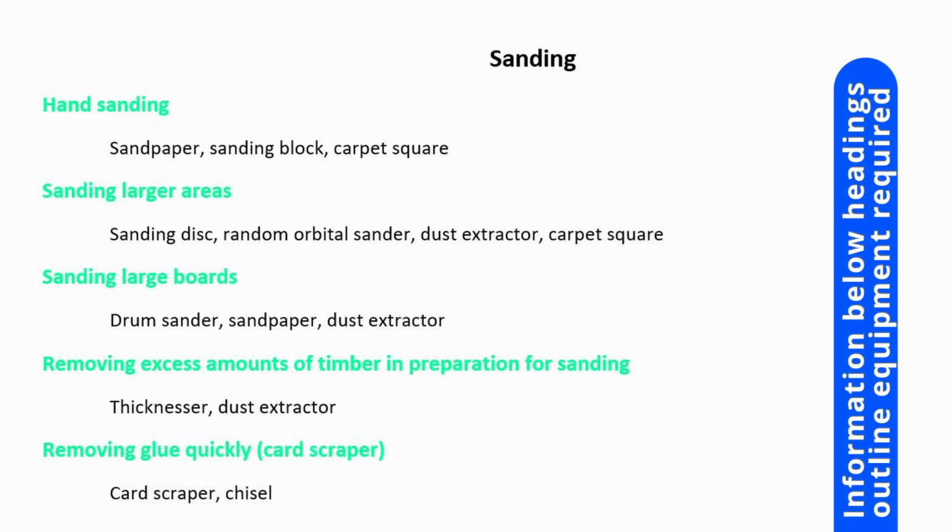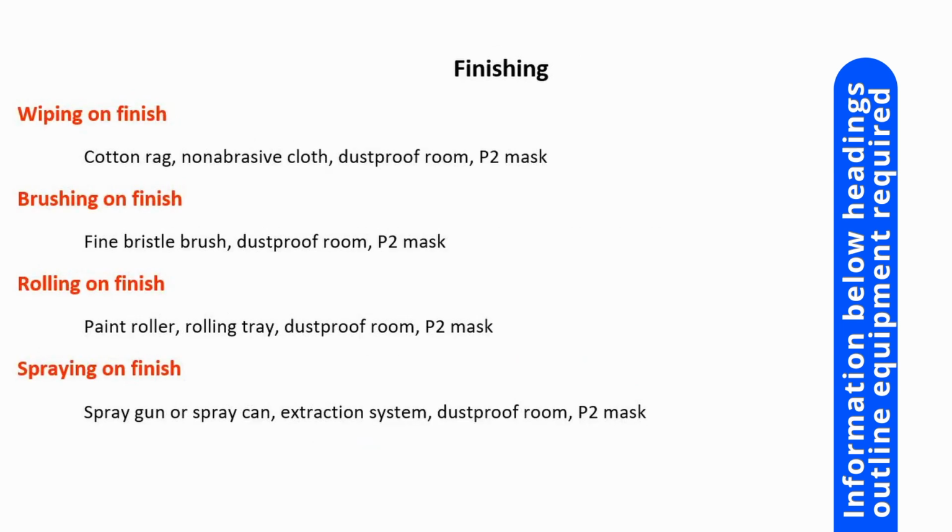After joinery techniques, we have sanding. And for sanding, you have hand sanding, sanding larger areas, sanding large boards, removing excess amounts of timber in the preparation for sanding, and removing glue quickly. And finally, you have finishing. And the various finishing types you're going to look at include wiping on finish, brushing on finish, rolling on finish, and spraying on finish.